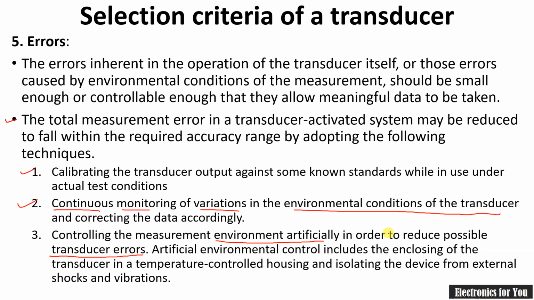So for example, if there is a huge temperature change during the measurement, in this case we can isolate the device from external shocks and vibrations. We can enclose the transducer in a housing, etc. So this will reduce the effect of changes in the environmental conditions. So these are the selection criteria of a transducer.